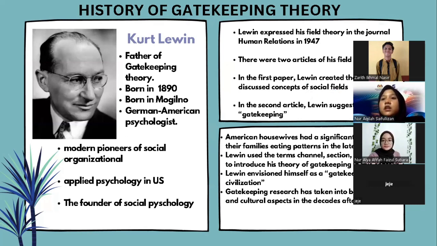After Lewin, David Manning White conducted the first study of its kind in Journalism Quarterly. Gatekeeping has taken into account both individual and cultural aspects in the decades after Lewin. Following Lewin, Shoemaker and Reese identified five levels of the study of gatekeeping, which are individual, communication routines, organizational, social institution, and social system. That's all for me, so next.